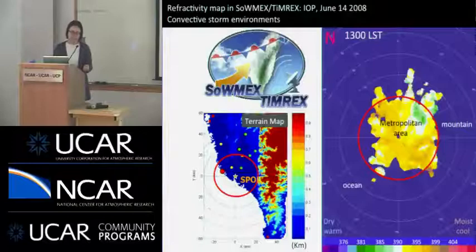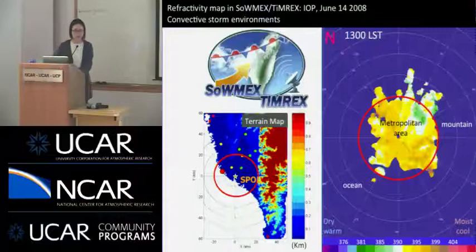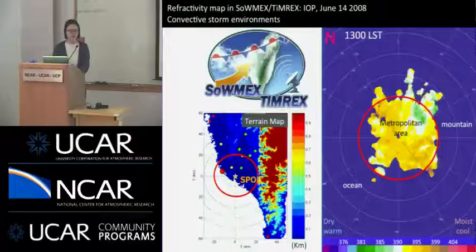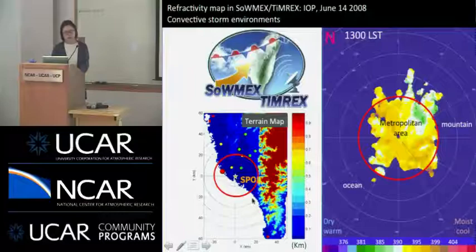That is not in the US, but it's also the NCAR project, the SOMEX and TiMREX experiments occurring in Taiwan. This will show you how refractivity changes in different environments to show the environment of the storm. For example, this is the radar location, this is the southern part of Taiwan, this is the sea, the ocean, and this is the mountain.